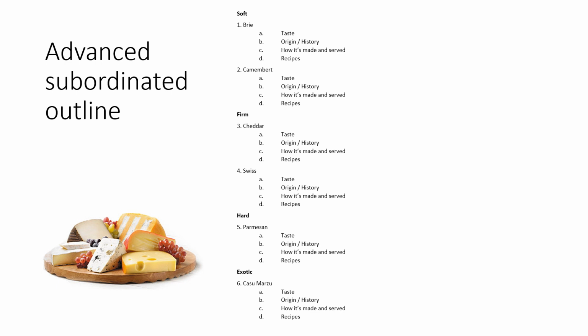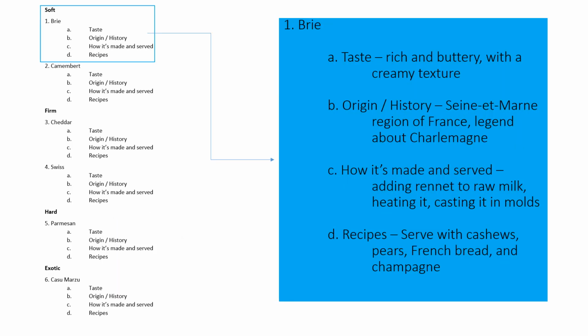And so now I still have my same basic outline from the previous slide: soft, firm, hard, and exotic cheeses. But now for each individual cheese, I'm talking about 4 subcategories or subtopics: taste, origin and history, how it's made and served, and recipes. And I just repeat that basic formula for each of the cheeses, and I have a pretty detailed outline. From here, I can continue to fill in these generic talking points with specific information from my research.